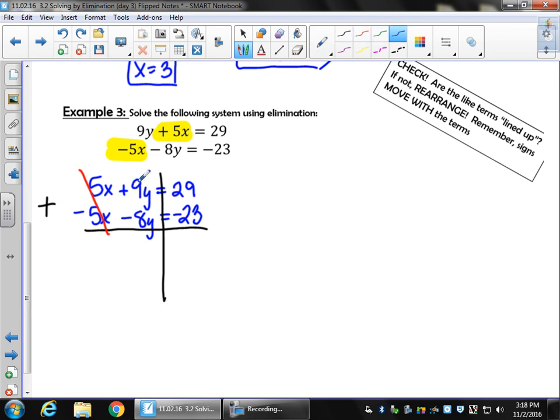Combining the rest, 9y plus a negative 8y, or 9y minus 8y, is y, equals 29 minus 23, which is 6. No division was needed because when I combined, right away I got a single y. So y equals 6. We have found y.